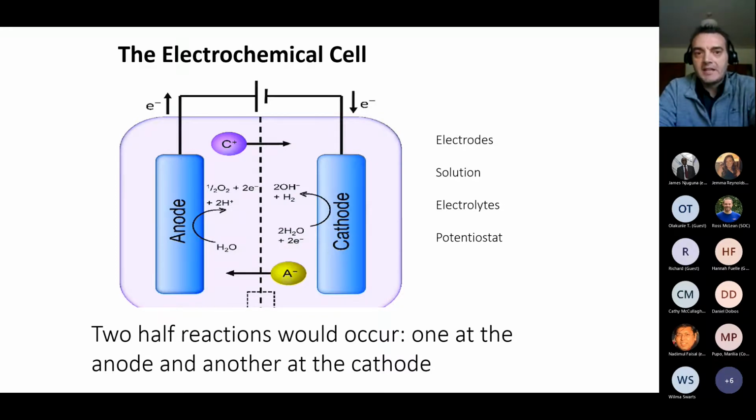In an electrochemical cell, what we also have that is important are electrodes, solution, electrolytes, and some type of instrument to apply a particular current into the system. It can be a potentiostat, amperometer, or a voltmeter. In this particular case, what we have is just the reaction of water. But I will speak to all of you a little bit about that later on.